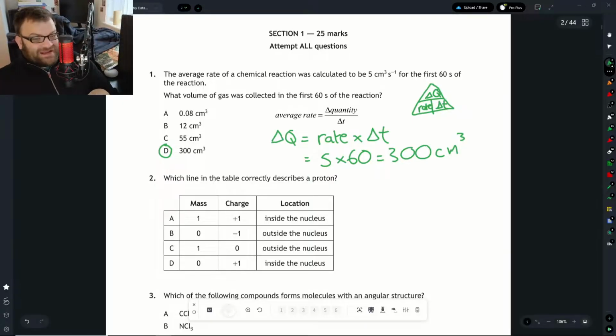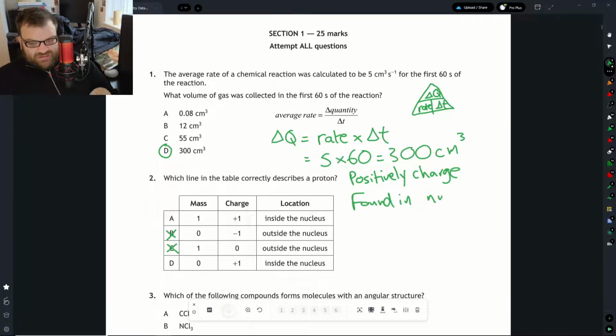More typically, you'd be asked to just calculate the rate. This one, I've changed it around. Our answer is D. Next, question number 2, we're asked about a proton. Protons are positively charged. That rules out B and C. They are found in the nucleus. That leaves A and D. They have a mass of 1. A would be our correct answer.